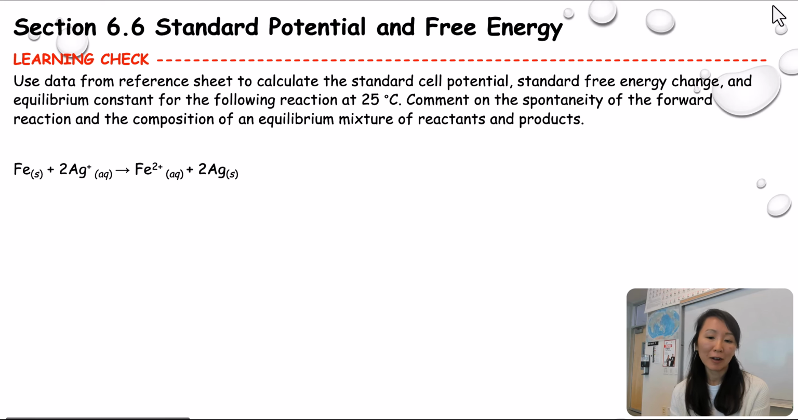Here is part 2 of the standard potential and free energy. Use the data from the reference sheet to calculate the standard cell potential, standard free energy change, and equilibrium constant for the following reaction at 25 degrees Celsius. Comment on the spontaneity of the forward reaction and the composition of an equilibrium mixture of reactant and products.